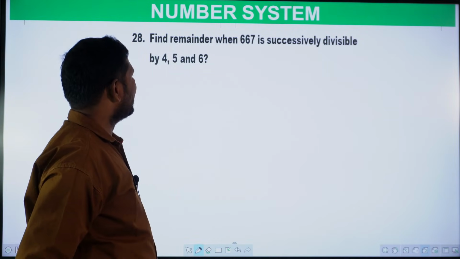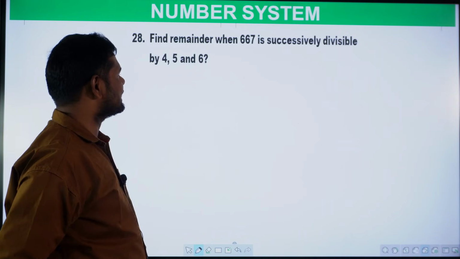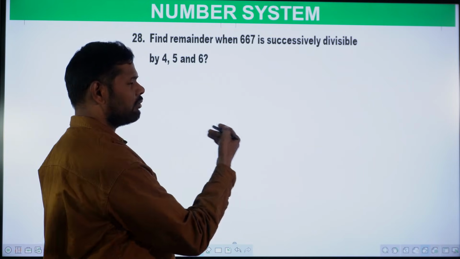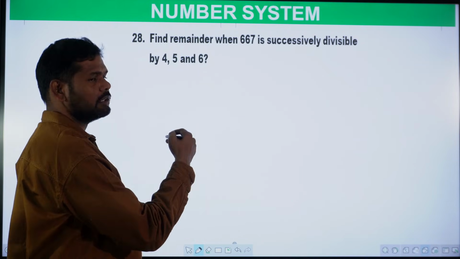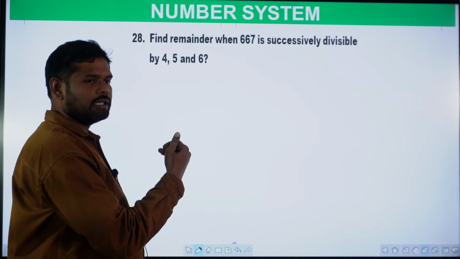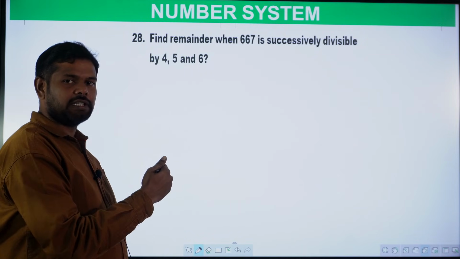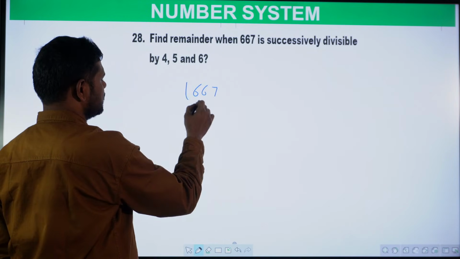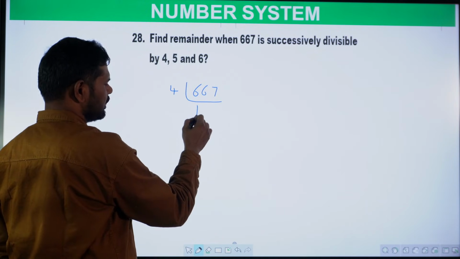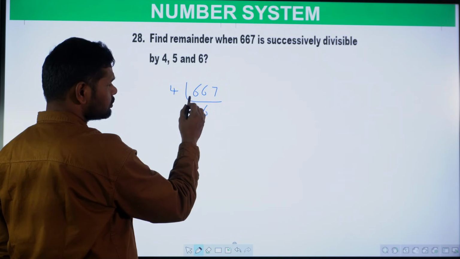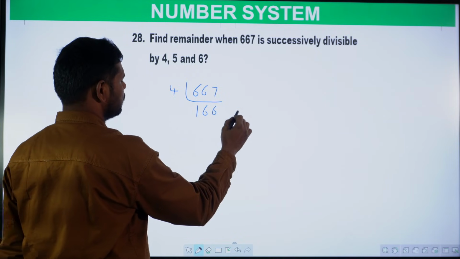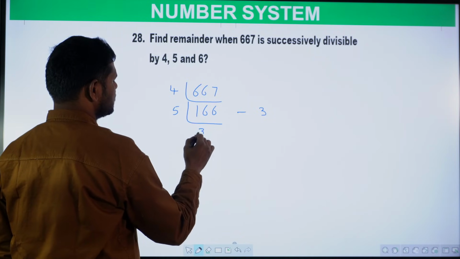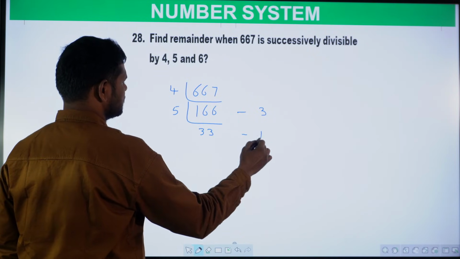Next. Find the remainder when 667 is successively divided by 4, 5 and 6. Successive division means whatever quotient we get is divided by the next divisor, the next quotient by the next divisor, like that. 667 is the number. First you divide it by 4. 4 ones 4, 4 sixes 24, again 4 sixes 24. What is the remainder? 3. Next it is divided by 5. 5 threes 15, 5 threes 15. What is the remainder? 1.